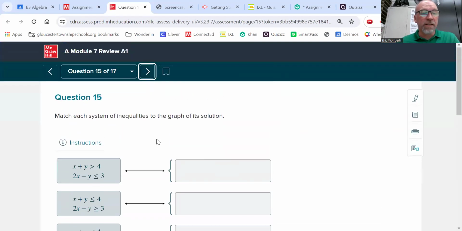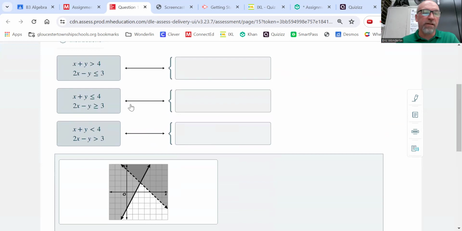Systems of inequalities, match it to the graph. Oh, man. Standard form, standard form, standard form. But it's the same inequality every time, just with different symbols. The same x and y, 2x minus y, same 4 and 3. I just got greater thans and less thans or less than or equal to's, and I have to see which one's which. So let's do some quick converting.